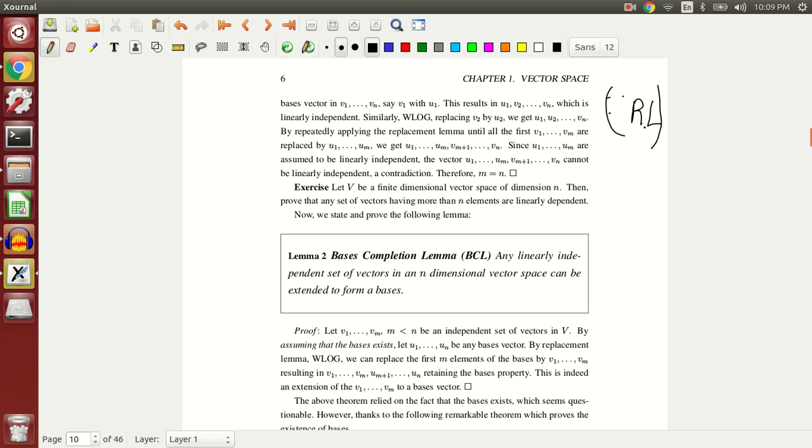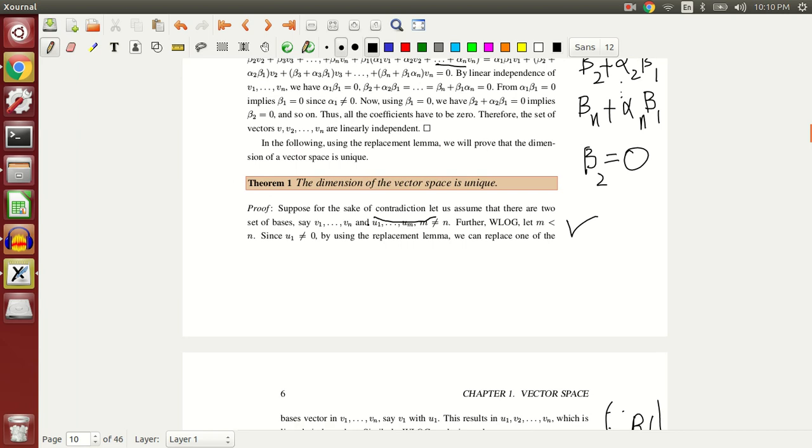Now, continuing with the proof, you replace the same thing with the second vector. You replace v2 with u2. Now u1, u2 also is linearly independent. You keep replacing each one of these vectors with the vectors of the shorter vector set up to vn.